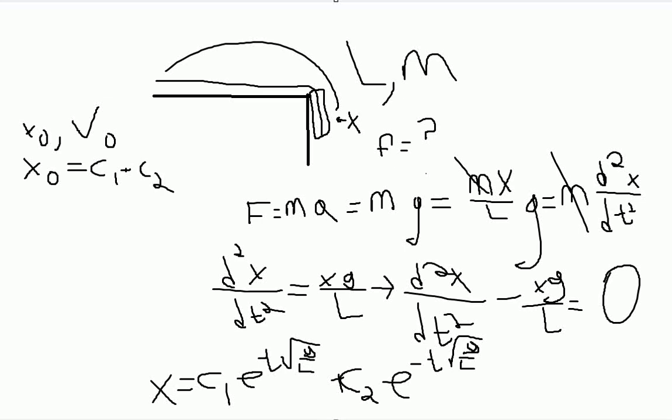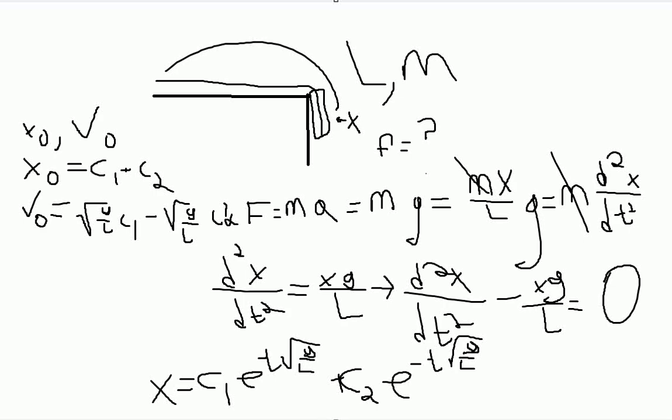But for velocity, it's going to be a little bit more difficult. That's just the first derivative, and so you get v naught equals square root of g over L times c1 minus square root of g over L times c2. My apologies, not looking too nice, but whatever. So my God. Okay, let's see.